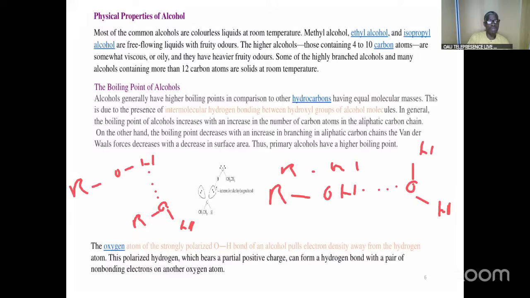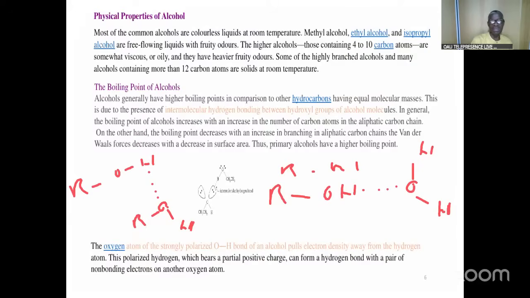Now, I said this is due to the presence of intermolecular hydrogen bonding, which is the bonding between hydroxy groups of the alcohol molecules, like I showed here. This is one alcohol molecule, this is another alcohol molecule, and you can see the hydrogen bonding between the hydrogen atom of one alcohol and the oxygen of another alcohol. In general, the boiling point of alcohols increases with an increase in the number of carbon atoms in the aliphatic carbon chain. On the other hand, the boiling point decreases with an increase in branching in aliphatic carbon chains, and the van der Waals forces also decrease with a decrease in surface area.